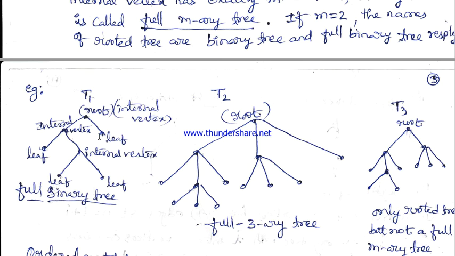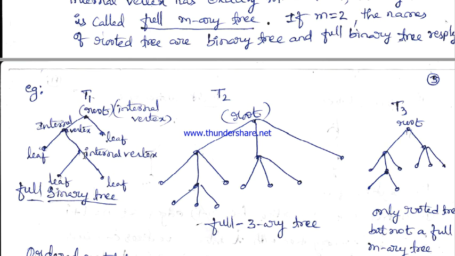At the root there are 2 children. At the next internal vertex we have again 2 children. At the third internal vertex at level 2 we have again 2 children. So our observation is that at each of the 3 internal vertices there exist exactly 2 children. Therefore we say that this tree T1 is a full binary tree.